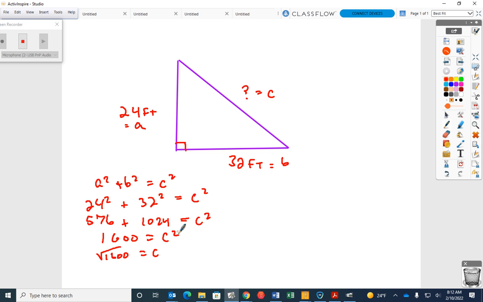So once we find that, what's the square root of 1,600? 40. So 40 equals C. Okay, how many steps did I show? 1, 2, 3, 4, 5, 6 steps, okay? But I'm letting you use calculators. And then I would just go up here and replace this question mark with a 40 feet equals C. Does that make sense how I did that? Now, when you're finding C, it's always the easiest one to find. When you're finding A or B, it's a little more involved, but it's not that bad.